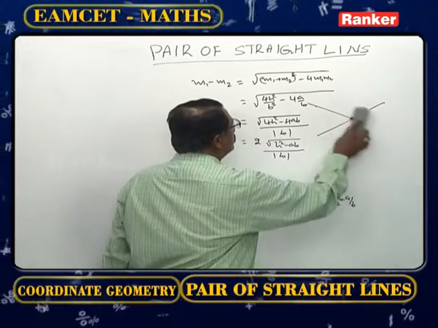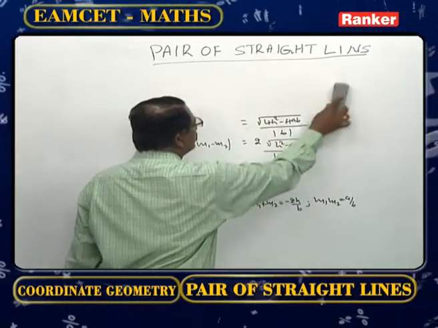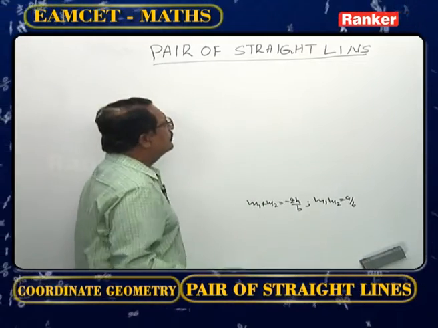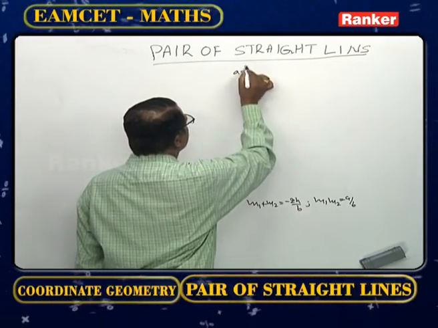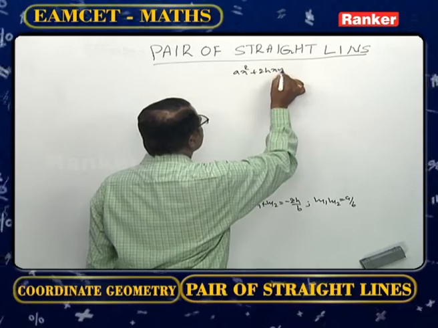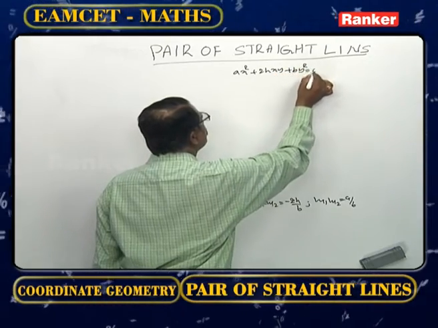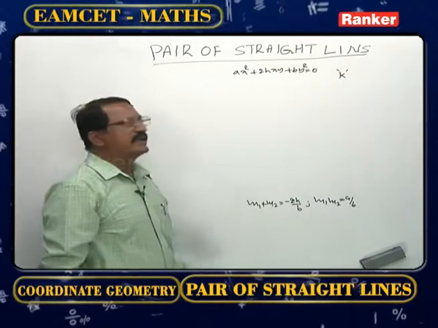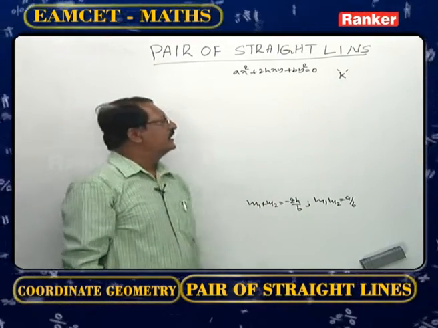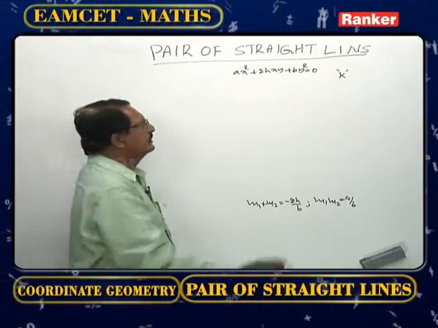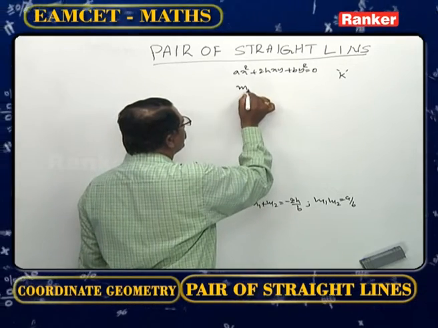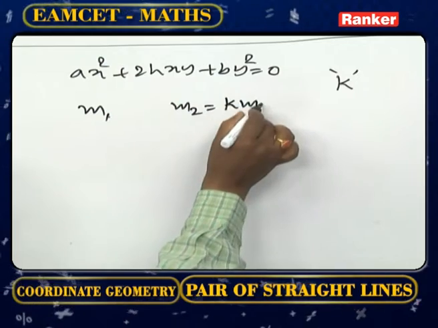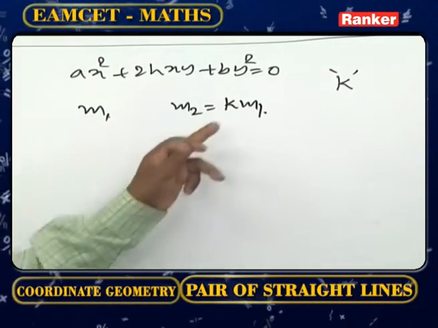Next, suppose the slope of one line of the pair of lines ax square plus 2hxy plus by square equals 0 is k times the other. We require the condition. Consider the slope of one line as m1, then the slope of the second line m2 equals k m1, because one line's slope is k times the other.